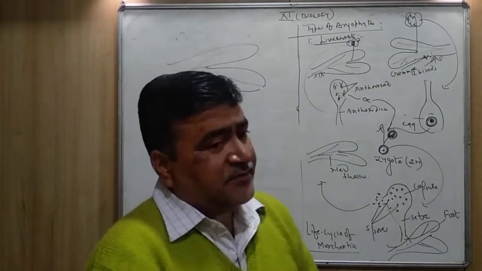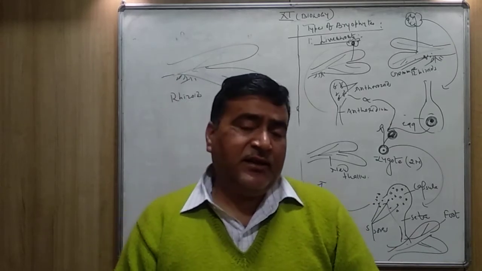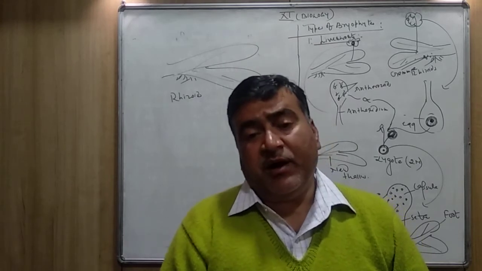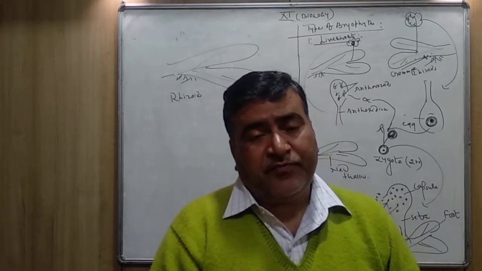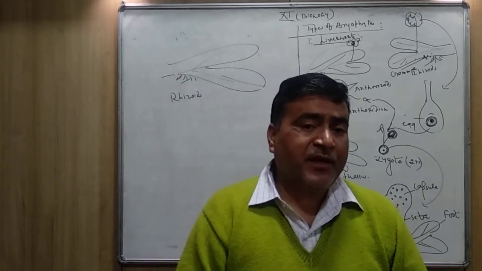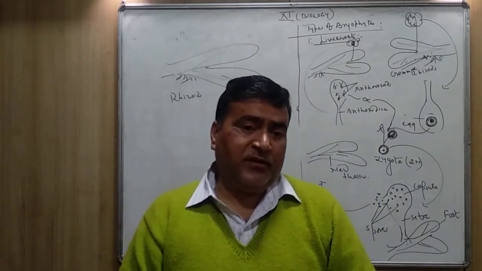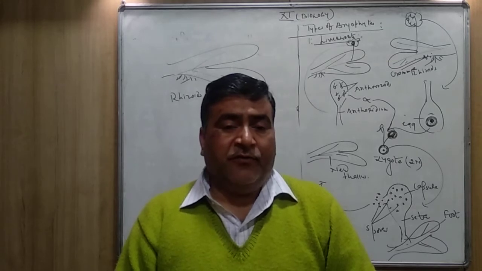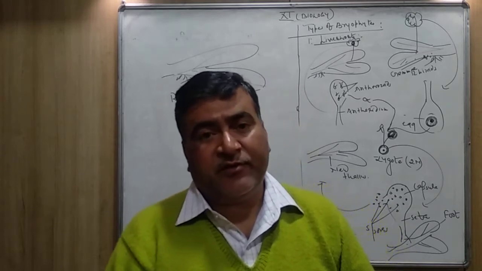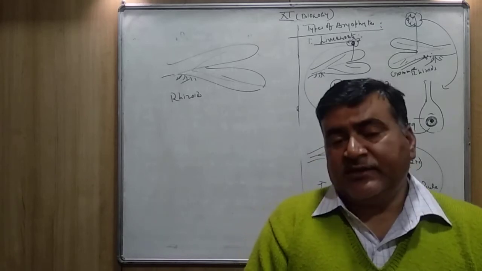Now, after the structure, then the sex organs, how liverworts and especially Marchantia reproduce, how the process of reproduction takes place. Liverworts reproduce by vegetative, asexual and sexual means. All the three kinds of reproduction take place in the case of liverworts.